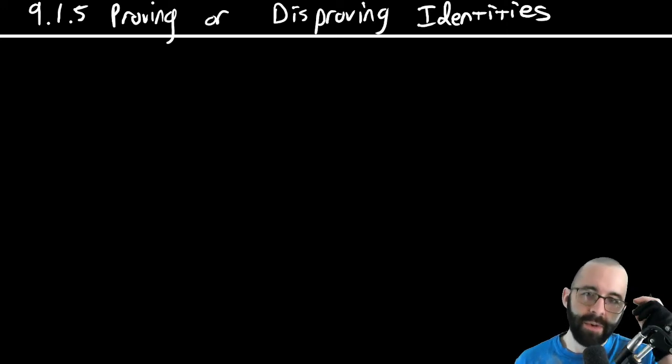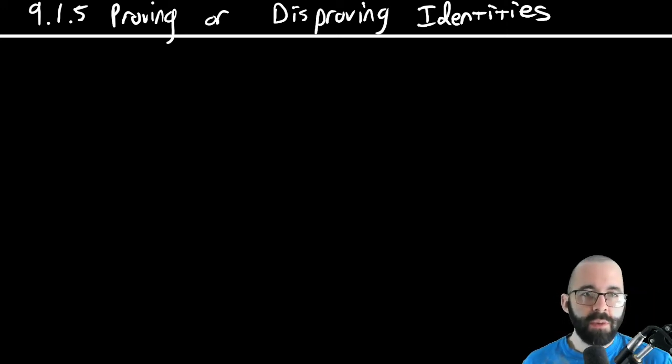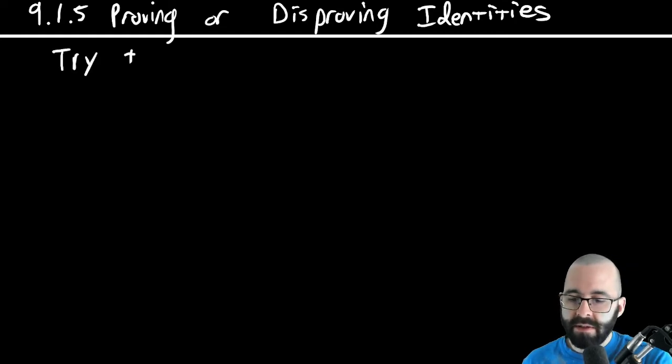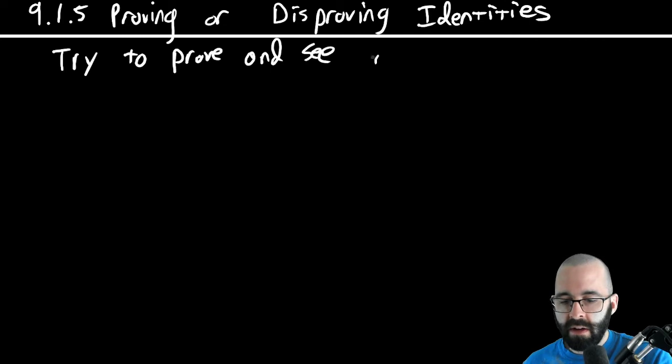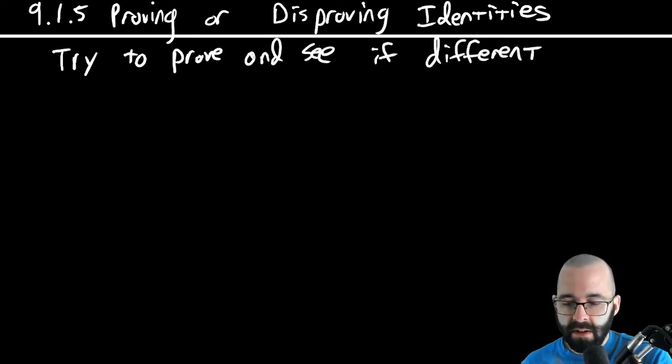All right, there's basically nothing new in this video. To prove or disprove an identity, all you're going to do is try to prove it and see if it's different. And we'll demonstrate that with these examples.